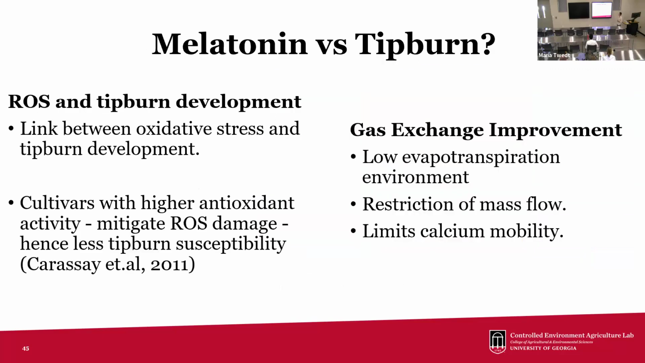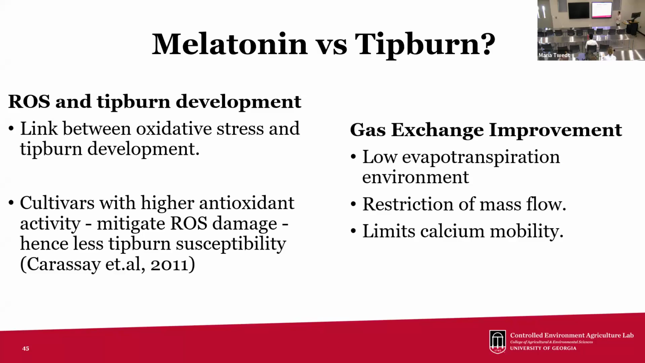So we thought that melatonin could be effective for tipburn, as the reactive oxygen accumulation and tipburn development are quite connected. Basically, there was a study that linked the oxidative stress and the tipburn development by showing how cultivars with higher antioxidant activity were able to mitigate the ROS or reactive oxygen species damage. And hence they show less tipburn susceptibility.